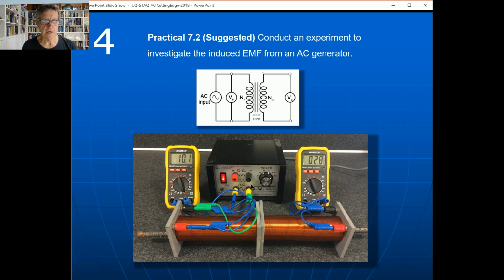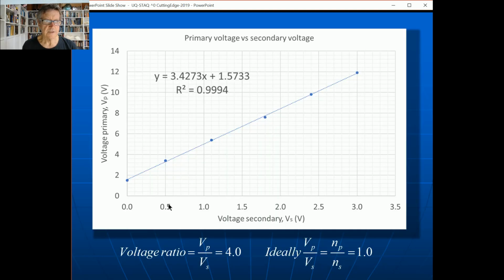Okay, so you can try this at 2, 4, 6, 8, 10 volts, and you get the output here. Here it is. The primary, look, 2, 4, 6, 8, 10, 12 volts. The output, look, even at about 3 volts in there, you're getting only half a volt out. So the ratio is 4:1. So here we are, 4:1. So 4 volts in, 1 volt out.